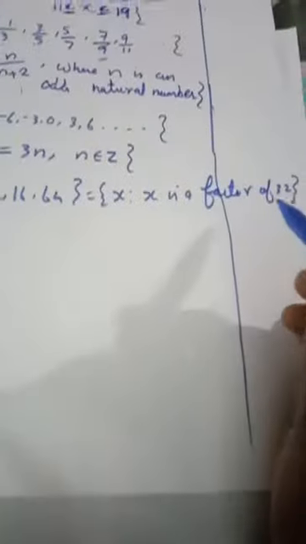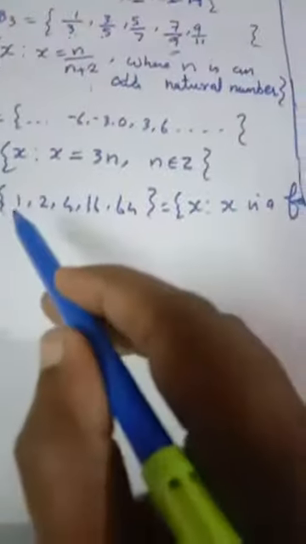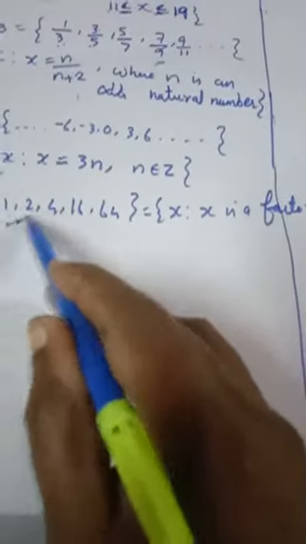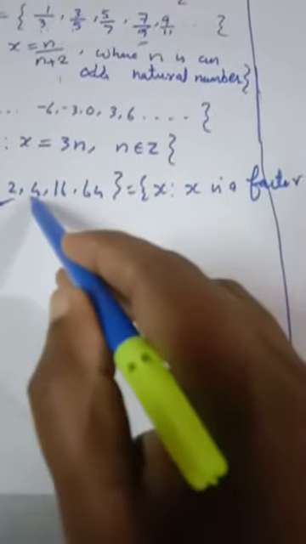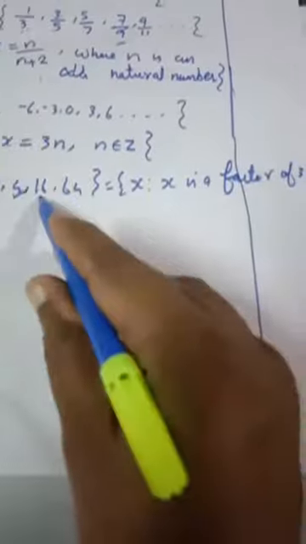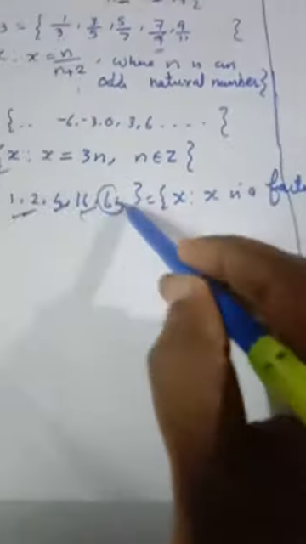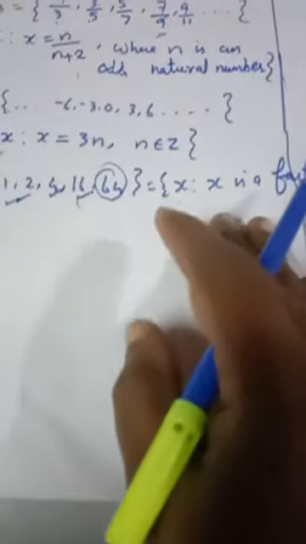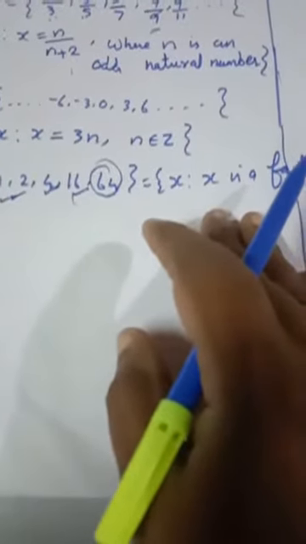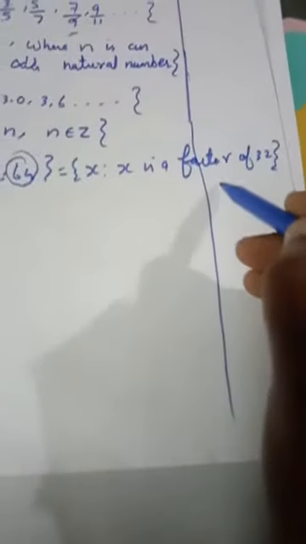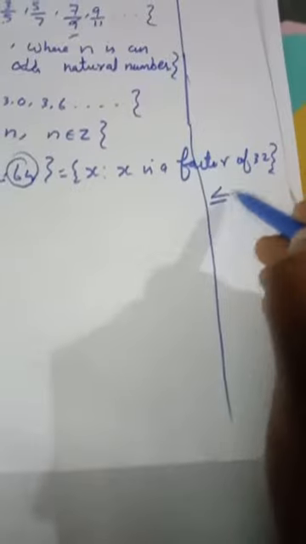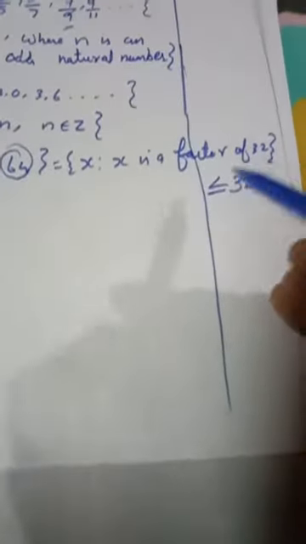What are the factors of 32? 1, so 1 is here. Then 2, 2 is here. Then 4 is a factor of 32. And 16 twos are 32, so 16 is also a factor of 32. And what about 64? We know that factors are always less than or equal to the given number, that is 32.